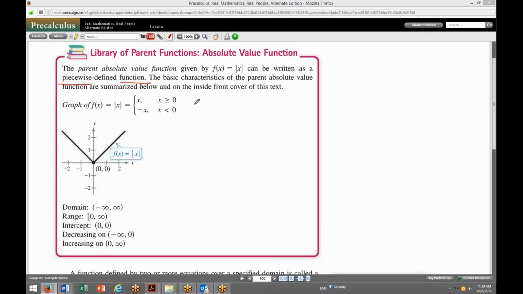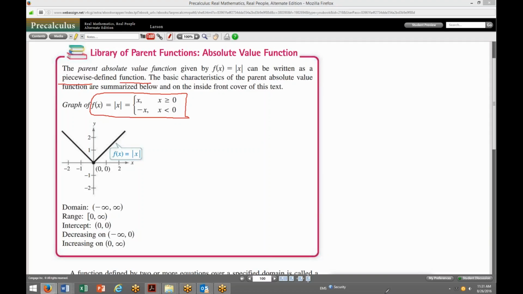So interestingly, the absolute value function can be written as a piecewise function. f of x equals the absolute value of x can be broken into a piecewise function in two parts. f of x equals x for x greater than 0 and x equal to 0, or f of x equals negative x if x is less than 0. And let's think about that.